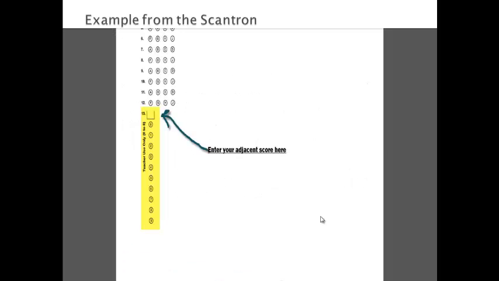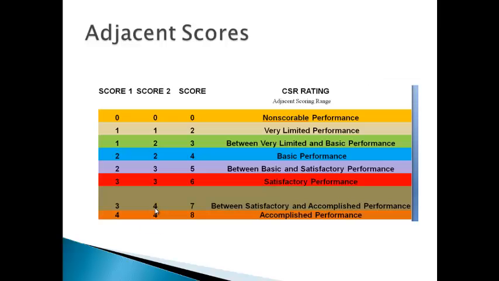So what is placed on the Scantron? Well, you will see that the students will have 1 through 12 multiple choice type questions. And then number 13, there is an open place to put the adjacent score. And the range goes from 0, 2, 3, 4, 5, 6, 7, and 8. There would be no reason for a score of 1 in the adjacent scoring model, or a 9. So the teacher should be bubbling in the adjacent score as 0, 2, 3, 4, 5, 6, 7, or 8. Well, why is that? I'm going to explain.